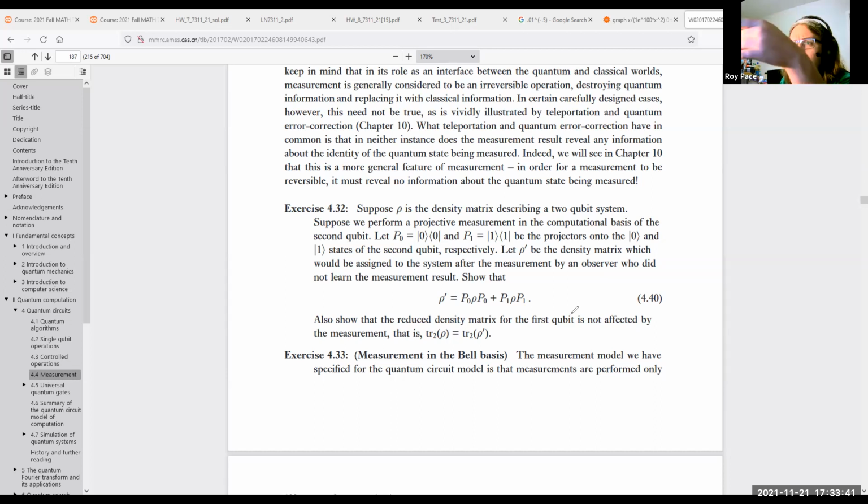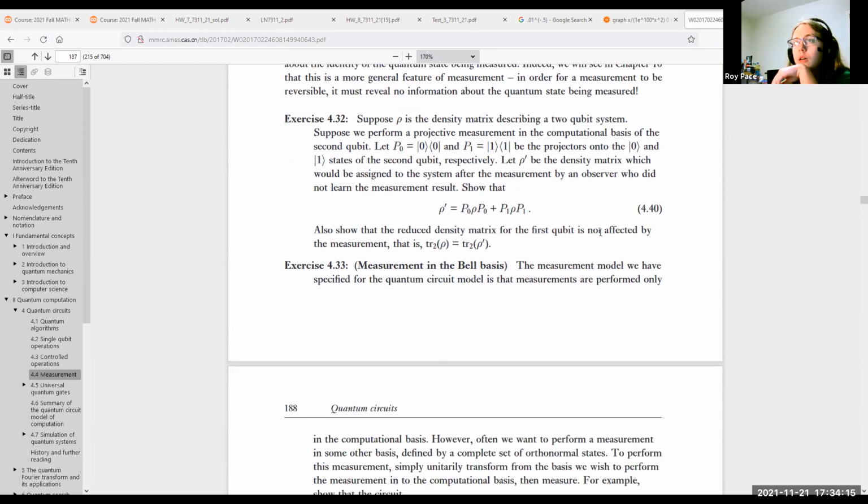Are outer products, or would this be an isometry? The P0 and P1? Let's see. They are, no. They in general change the length of a vector, right? So it can't be an isometry. They are projectors though. So then we want to show the reduced density matrix is not affected by the measurement. That's the important part.